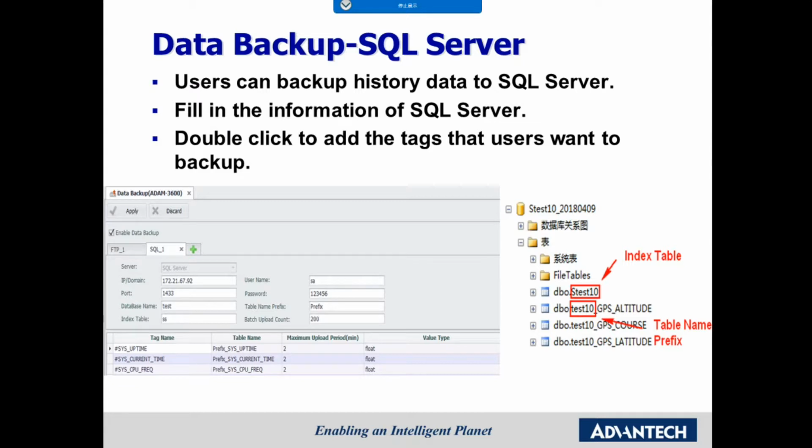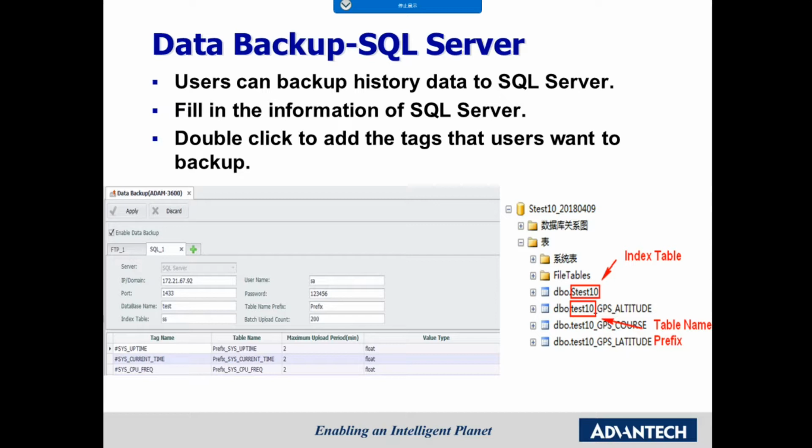Users can back up historical data to SQL Server. Fill in the information of SQL Server. First, server: choose FTP Server or SQL Server. Second, IP domain, the IP address of the database. Port, the port number of the database. Database name, the name of the database for data storage, which needs to be established in advance, as shown in step 1. Index table. The custom table name is automatically generated in SQL Server.